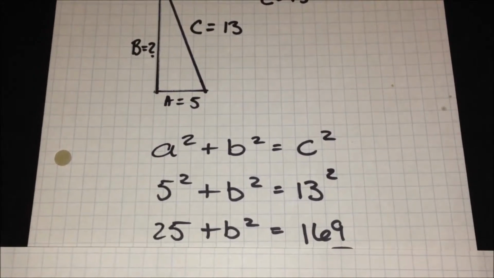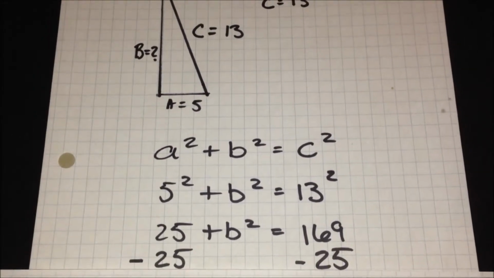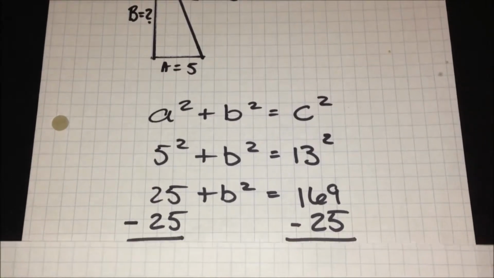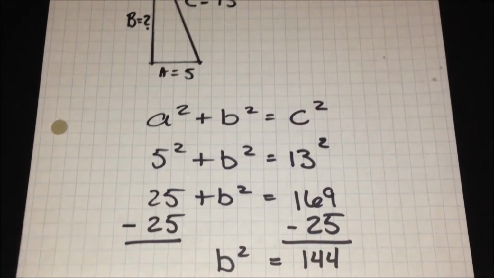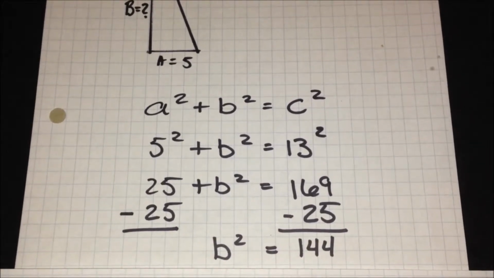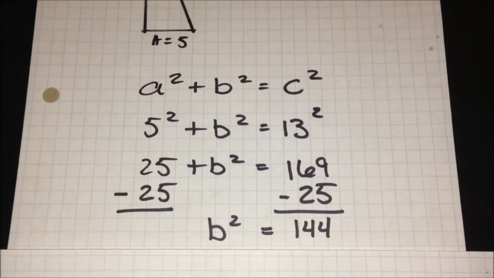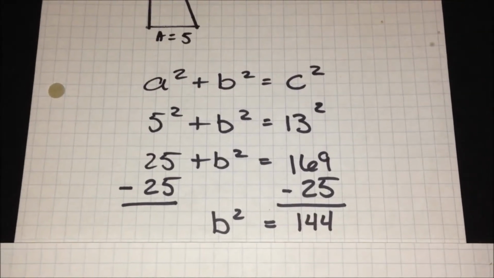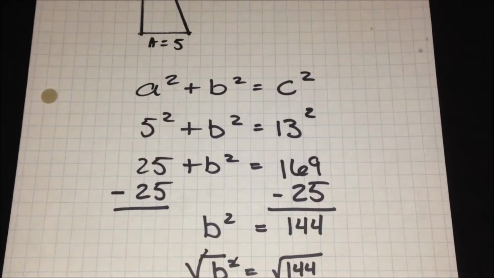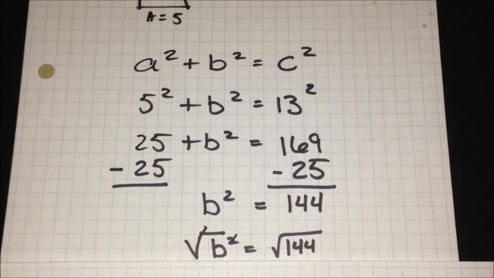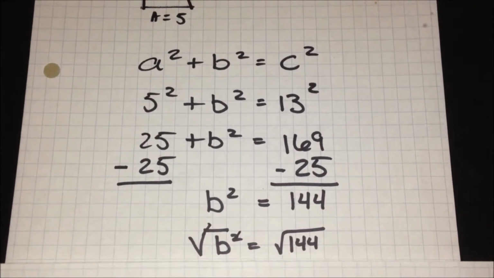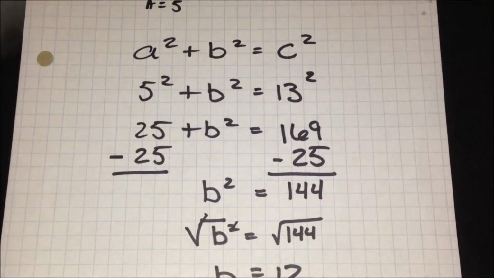Now we subtract 25 from both sides, coming out as b squared is equal to 144. Now we have to take the square root of both sides. Square root of 144 is equal to 12, and b is equal to 12.